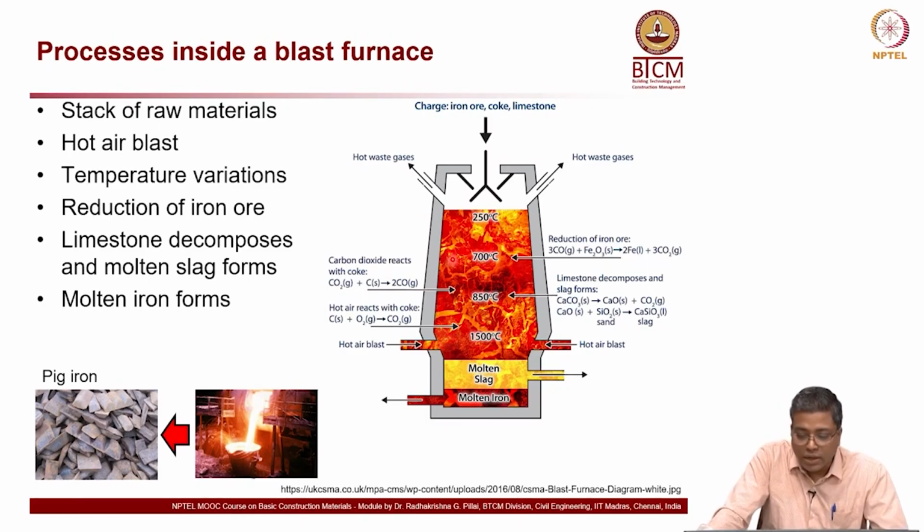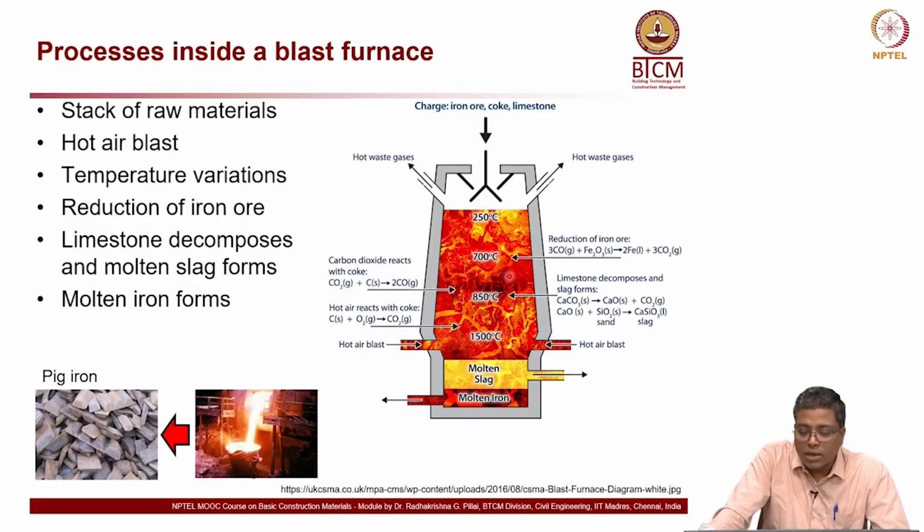Then you have this hot air blast, which is almost at the bottom of the furnace, and because of this hot air there is a temperature variation. As you can see, at the bottom it is 1500 degrees Celsius, and as you move up 850, 700, and up to about 250 degrees Celsius at the top of the furnace.